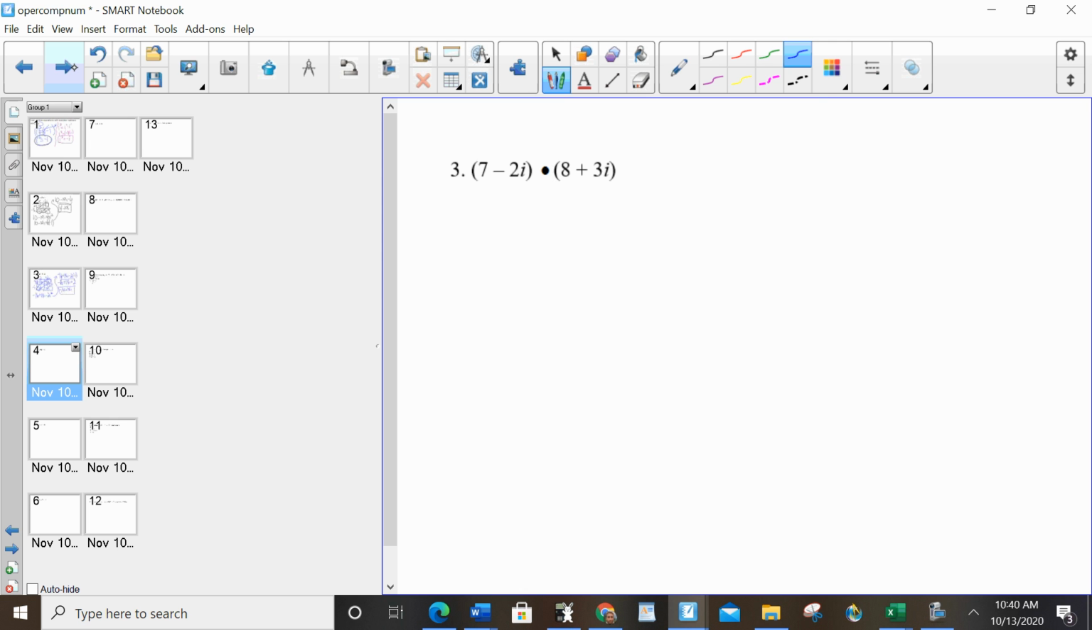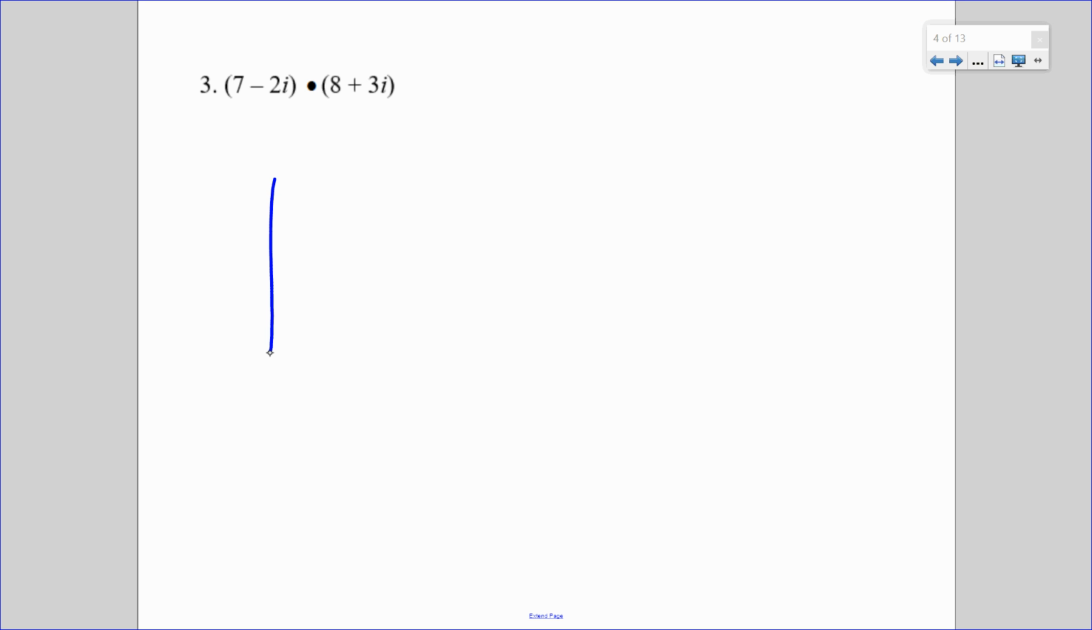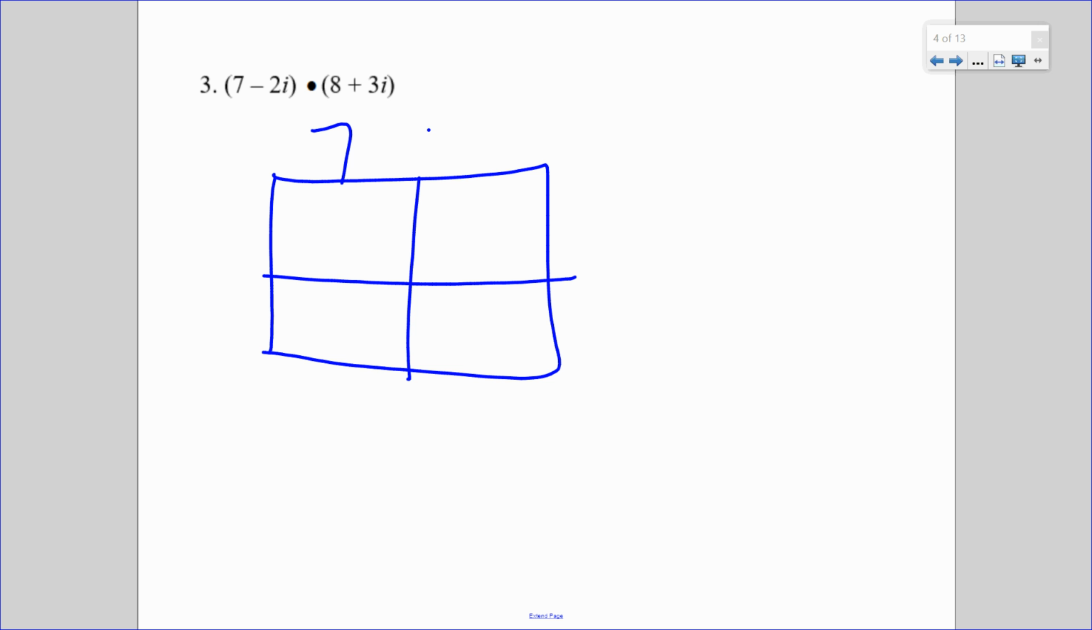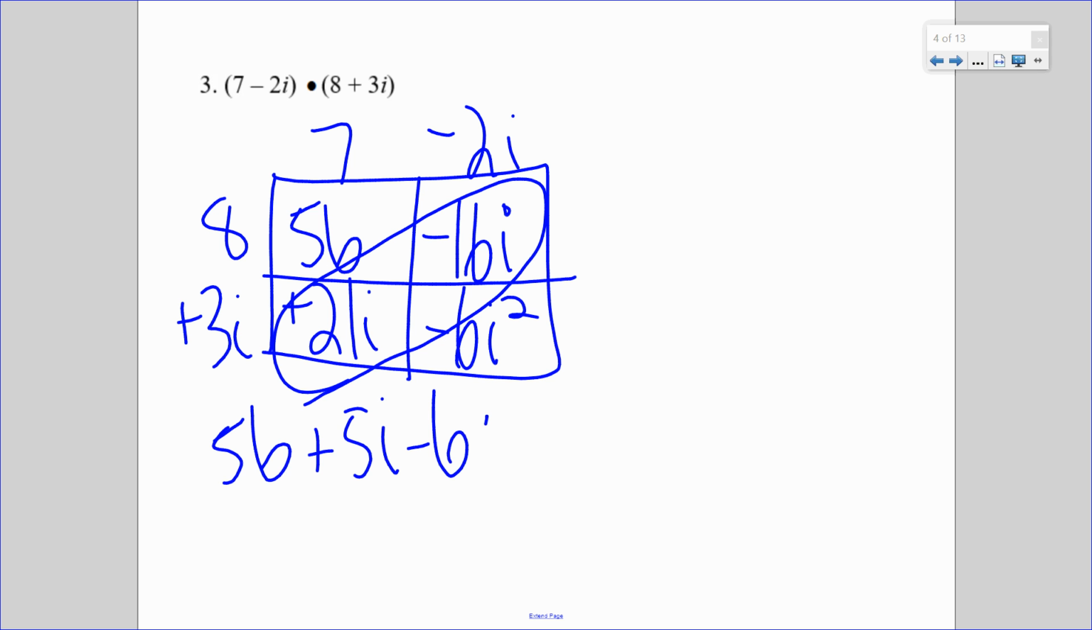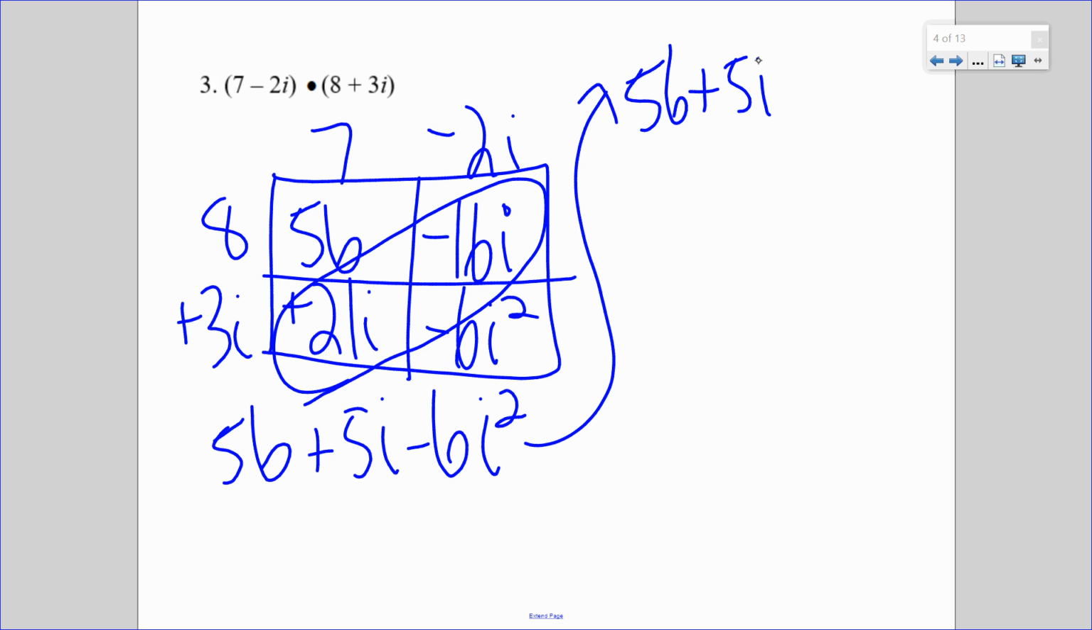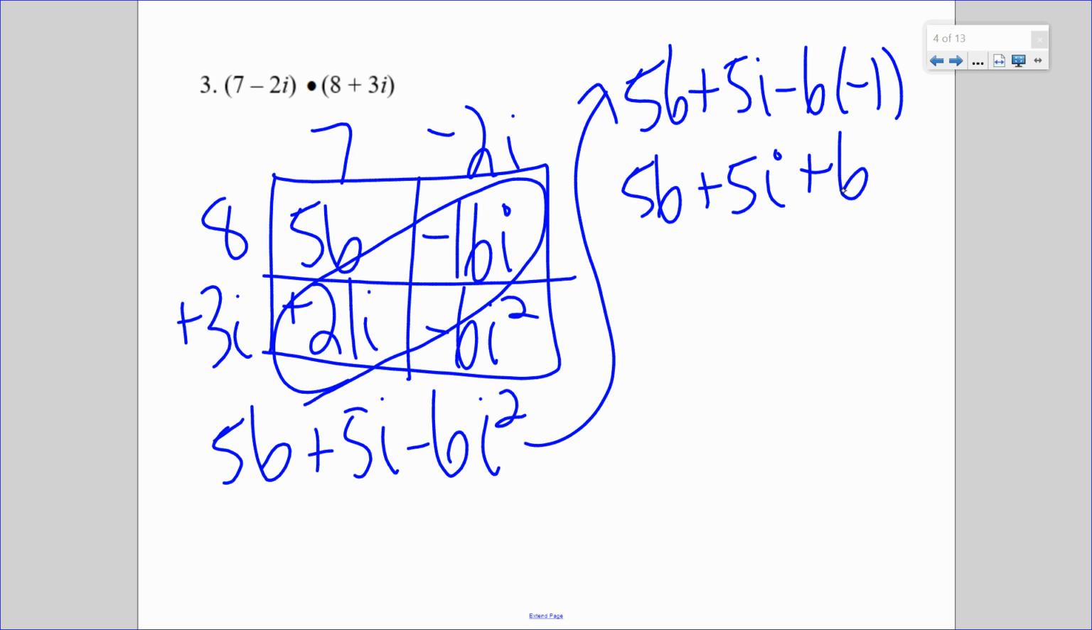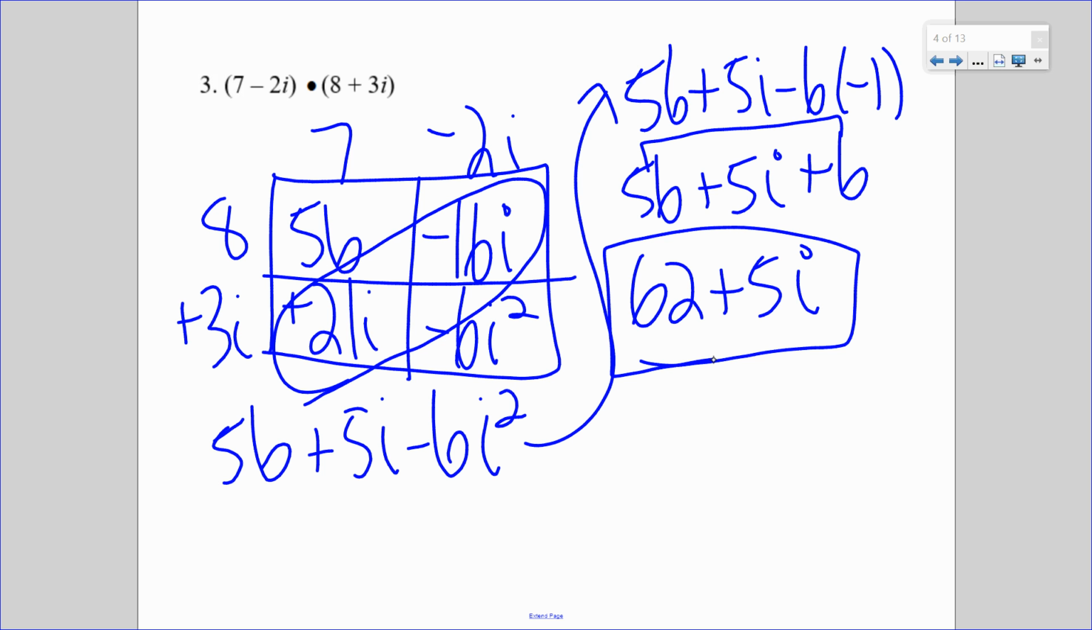Okay, now that you had an opportunity to try number 3 on your own, let's go over it together. When I'm multiplying 7 minus 2i, 8 plus 3i, I do the box. 8 and 7 is 56, 8 and negative 2i is negative 16i, 7 and 3i is 21i, 3i and negative 2i is negative 6i squared. I combine like terms, 56 plus 5i minus 6i squared. Now I know that i squared is equivalent to negative 1. So I'm replacing the i squared with negative 1. And when I multiply something by negative 1, essentially the sign just changes. I recombine like terms. That's my answer. I can use the calculator to check it. I'm good.